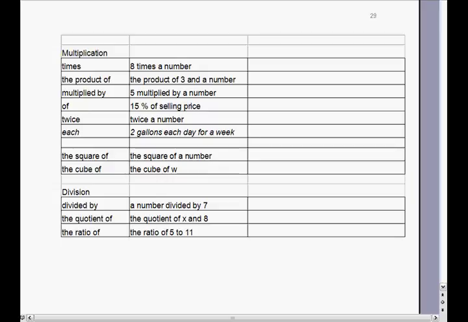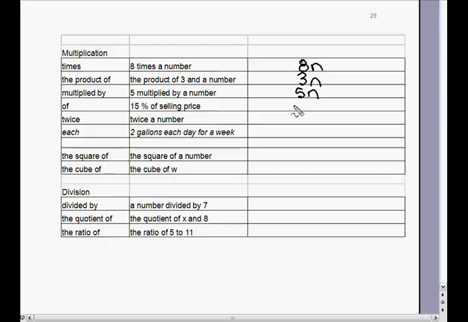Here are some words that represent multiplication. Times. 8 times a number. Generally, we don't use a symbol to represent multiplication when we have numbers and variables together. We just write them side by side. The product of 3 and a number. 5 multiplied by a number. Of is a very special two-letter word that does mean multiply.